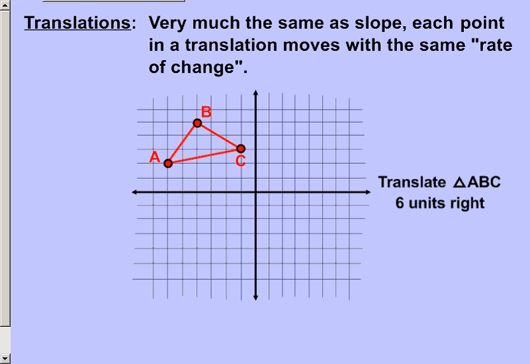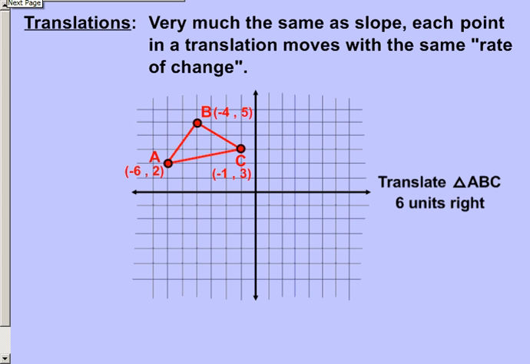So if we are going to move triangle ABC 6 units to the right, much as we did with the basic transformations, we are going to move our object 1 point at a time rather than trying to move everything all at once. I'm just going to start off here and get my coordinates. Point A is at -6, 2. Point B is at -4, 5. And point C is at -1, 3.